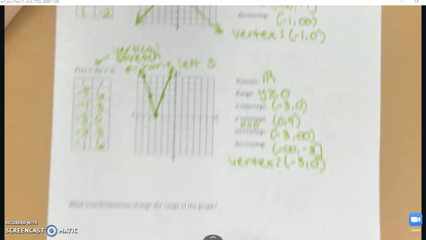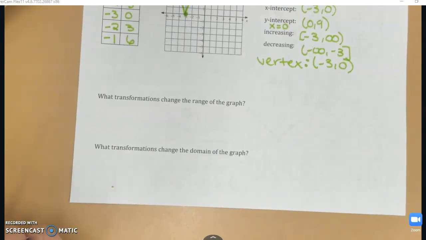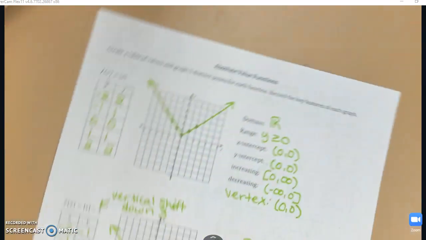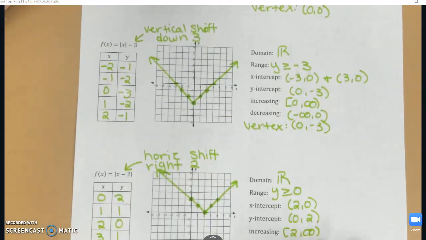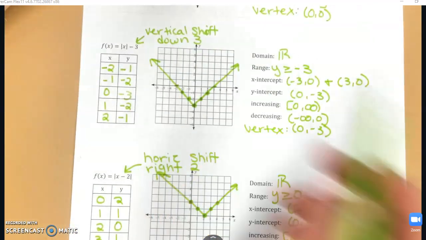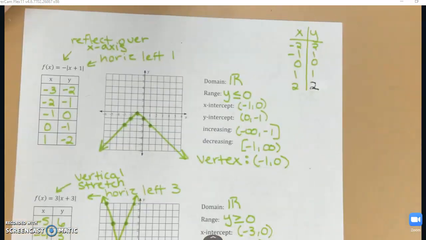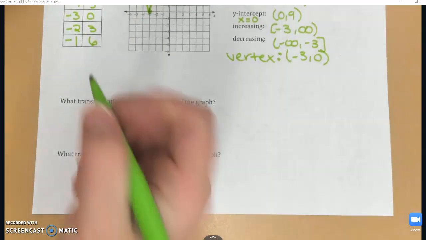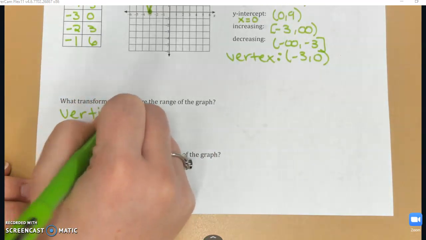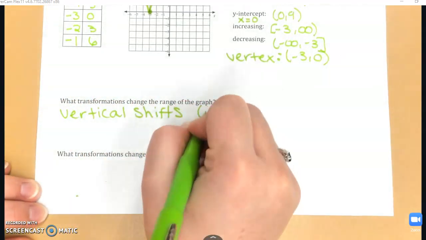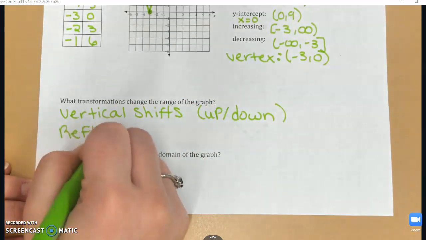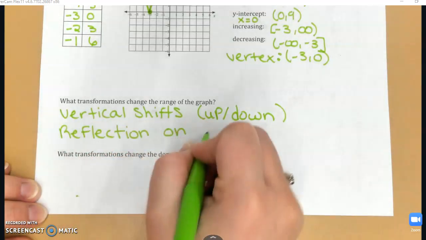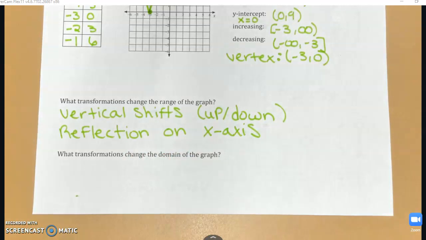Now let's talk about what each of these transformations changed. Which transformations changed the range of the graph? So looking at our parent function, my range was y is greater than or equal to 0. Well, where did that change? It changed here when I had a vertical shift down. It also changed here when I reflected over the x-axis. So transformations that will change your range are vertical shifts, and reflections over the x-axis. And this is for our absolute value function.